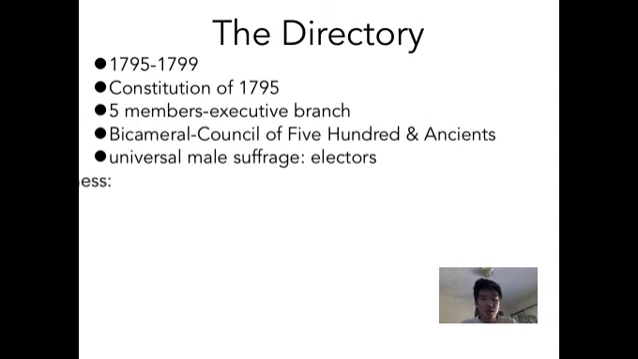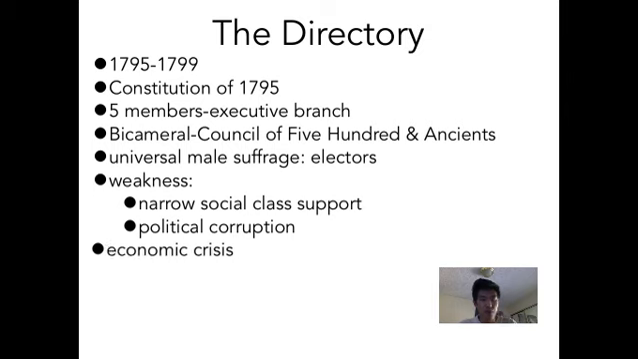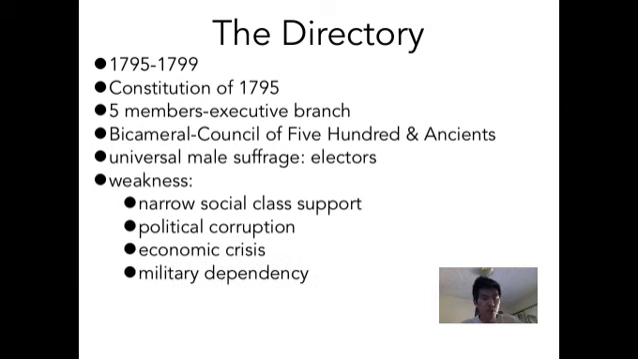And the weakness of the directory and why it's going to fall comes down to several reasons. Okay, so let me list it out for you. Why does the directory fail? Well, one, the support that they get comes from a very, very narrow social class base. And so it's basically the upper middle class that is in support of them. You don't really have the mass of the working class anymore. Through the directory, no more sans-culottes. That was just before in the National Convention.